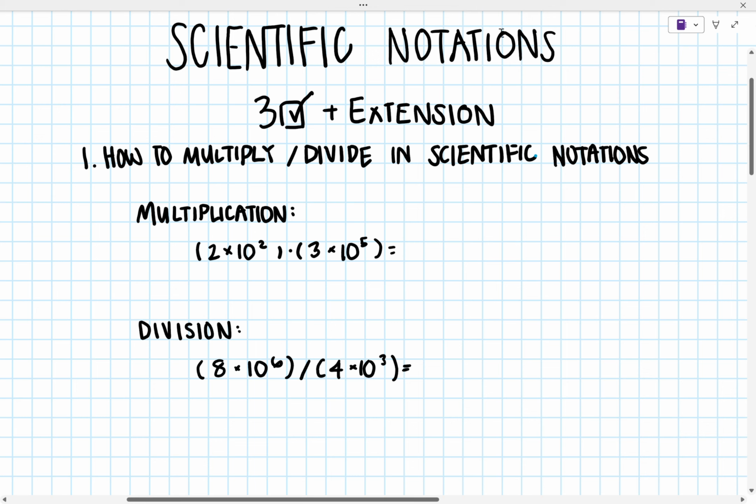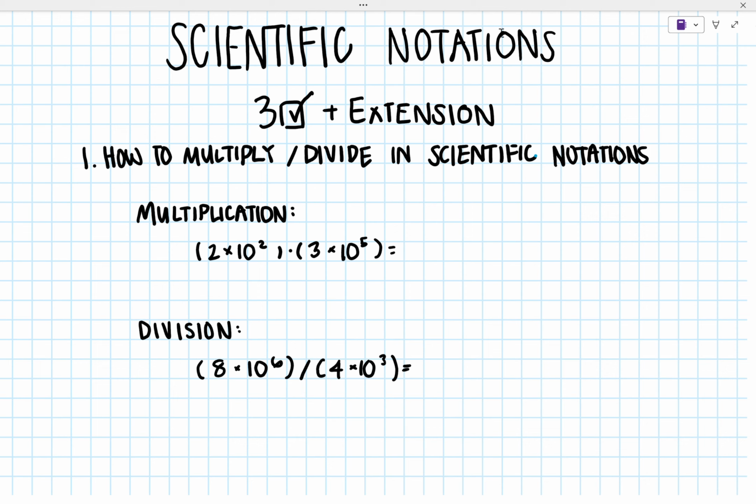Class, today we will be continuing our lesson on scientific notations. There's going to be 3 boxes plus an extension at the end. So for our first box, we're going to learn how to multiply and divide in scientific notations. We're going to be starting off with multiplication.